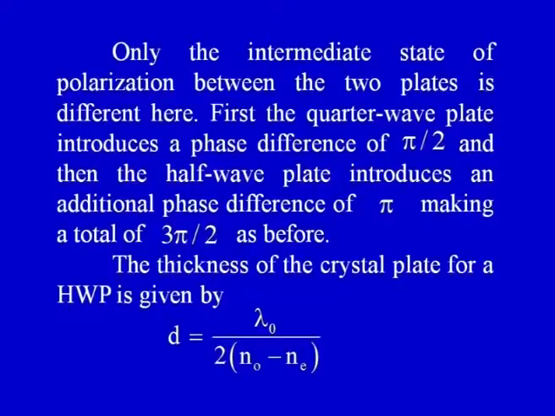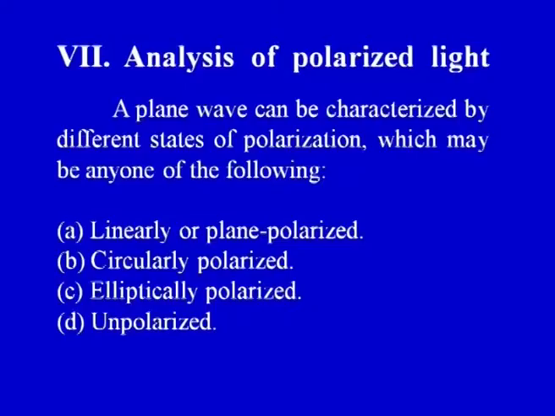The thickness of the crystal plate for a half wave plate is given by, in a very natural way, d is given by lambda naught by 2 divided by NO minus NE. Let us now consider the analysis of polarized light. A plane wave can be characterized by different states of polarization, as we have seen during the course of this lecture. It may be any one of the following.